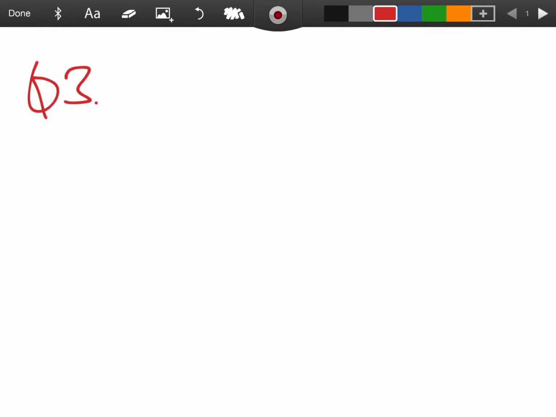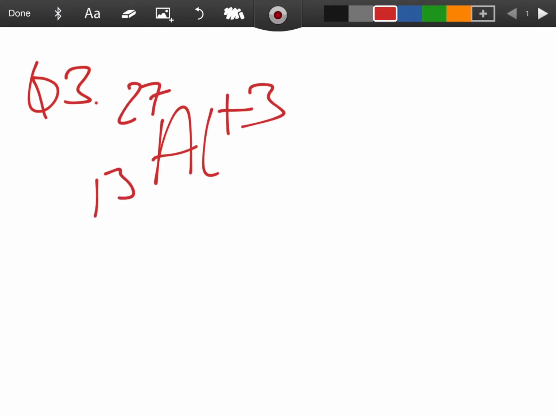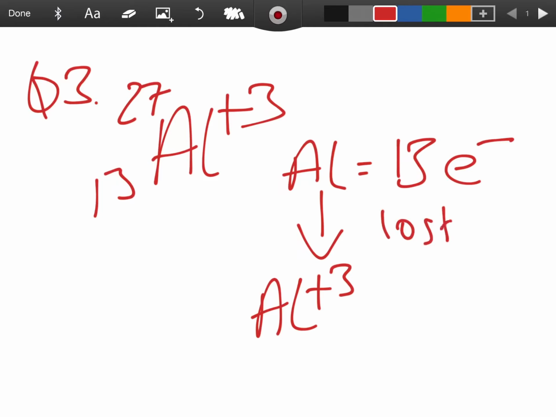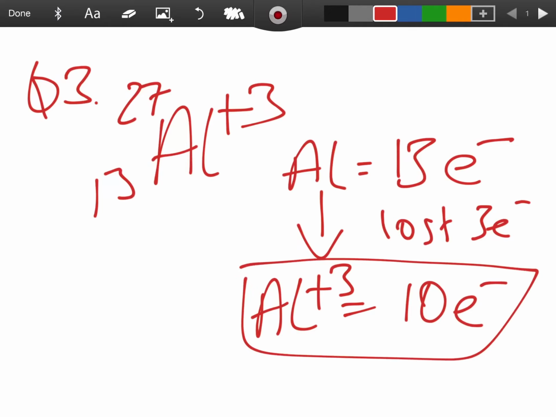Now, the next one then, question 3, it gave you an ion again, aluminium plus 2, or plus 3 ions, sorry, and it asked you how many electrons the ion has. Now the atom of aluminium has 13 electrons, but what happened to this aluminium atom to form the aluminium plus 3 ion? Well, if it's plus 3, it means it lost 3 electrons. So now the ion has 10 electrons.